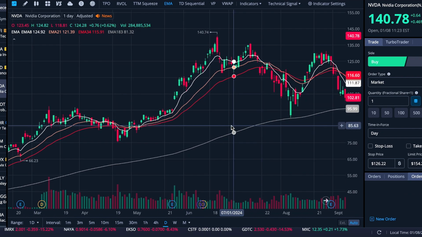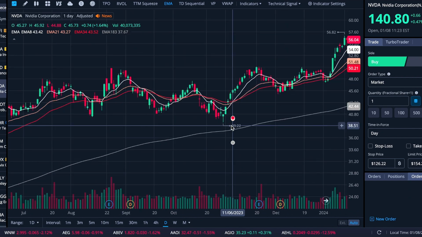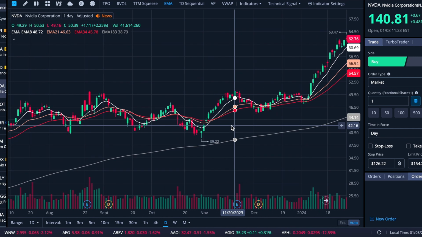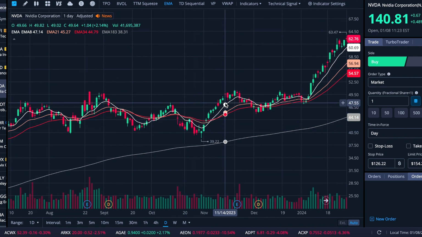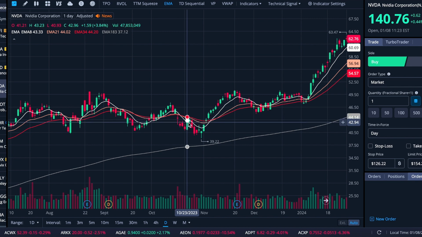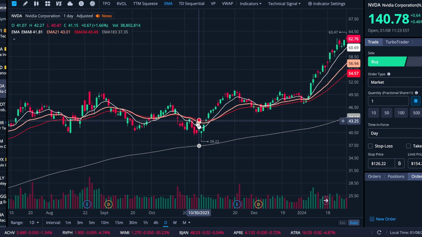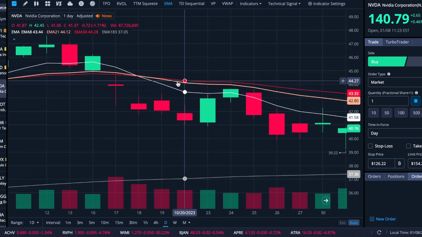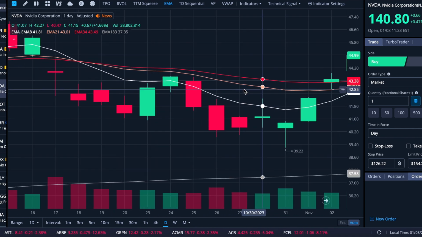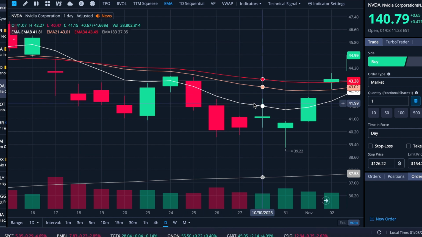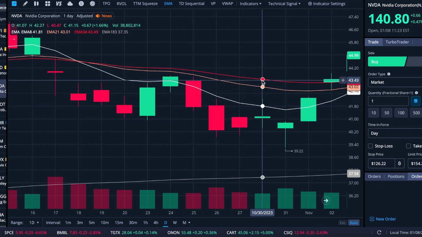Now, essentially what I'm looking for in terms of getting in are crossovers. You see here the white, that's the 8, the peach colored 21, and the red 34. These are stacked in a bearish formation, meaning the 8, the shortest term, is the lowest of those three, right? It goes 8, 21, 34.